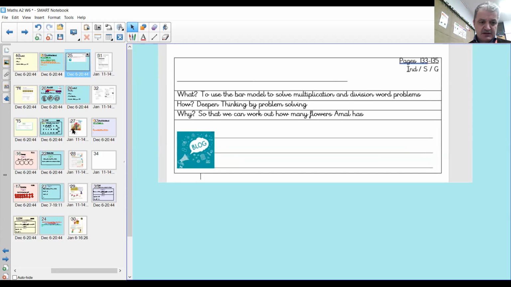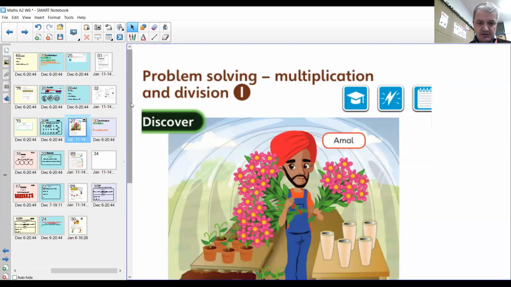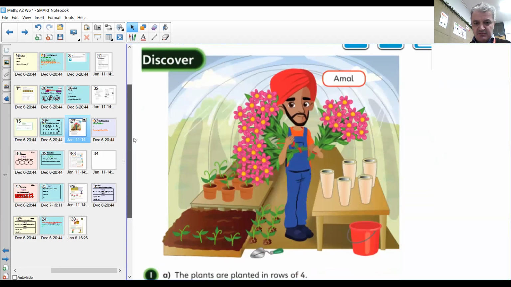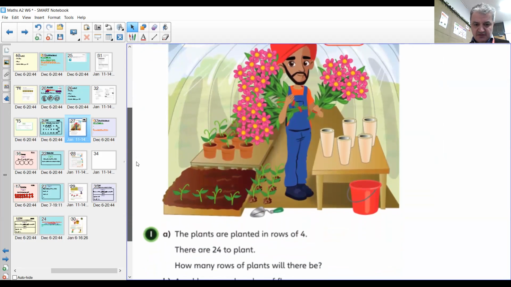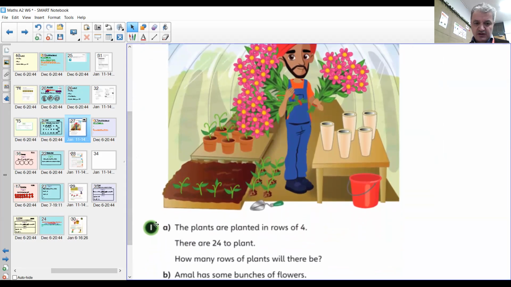Okay, so here we go. We've got somebody in a polytunnel holding bunches of flowers. Let's have a look at question 1A. The plants are planted in rows of 4. I think it's talking about these. There are 24 to plant. How many rows of plants will there be?